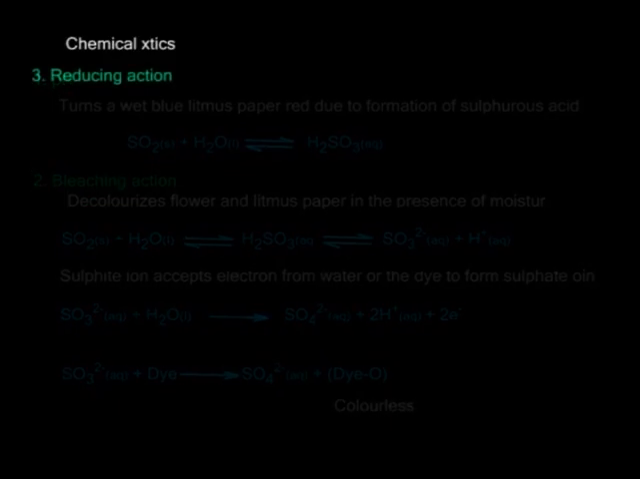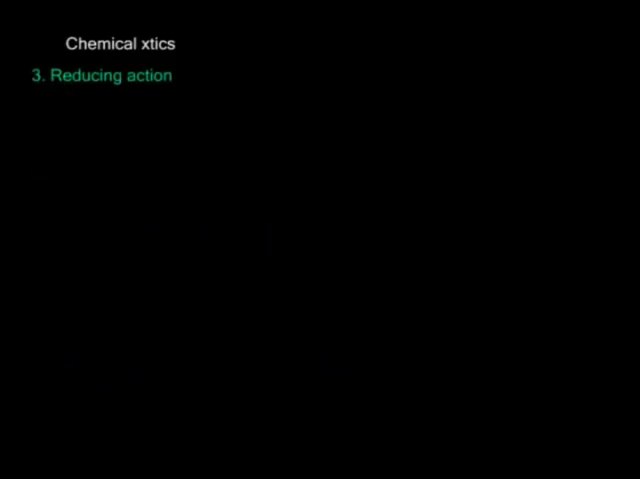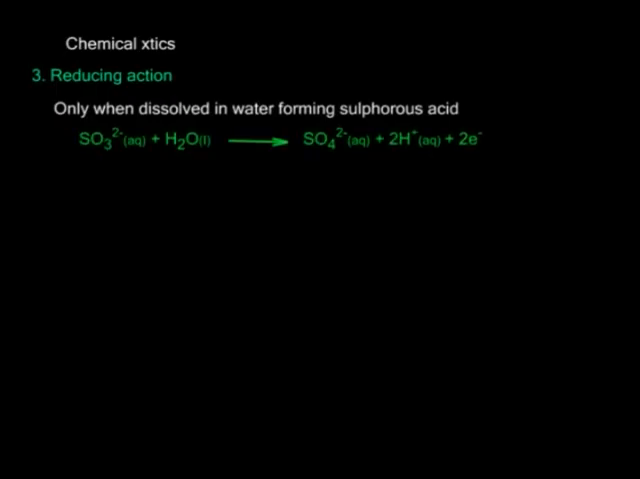Reducing action of sulfur 4 oxide. Sulfur 4 oxide only displays reducing properties when it is dissolved in water. Under these conditions, it exists as sulfurous acid, which dissociates into sulfite and hydrogen ions. The sulfite ion can be oxidized to sulfate ion by obtaining an oxygen atom from another compound, like water. During this reaction, 2 electrons are released.